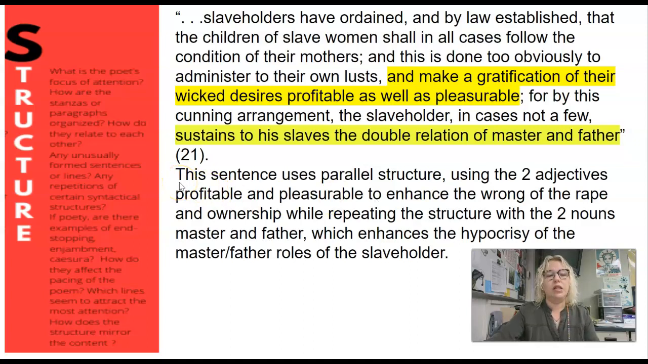So here's what I wrote about. This sentence uses parallel structure using the two adjectives, profitable and pleasurable, okay? Profitable as well as pleasurable. That structure is repeated with master and father. And so that's all that's repeated, is just the listing of two words, in this case adjectives, in this case nouns. And if I get that specific, then I'm doing DITS justice. Using the two adjectives profitable and pleasurable to enhance the wrong of the rape and ownership, while repeating the structure with the two nouns master and father, which enhances the hypocrisy of the master-father roles of the slaveholder.